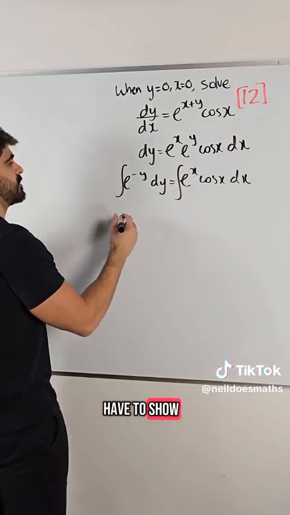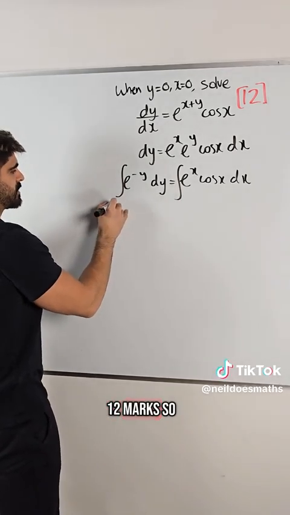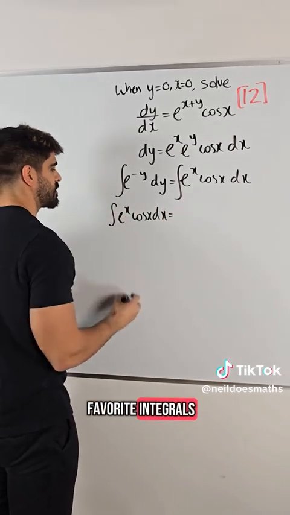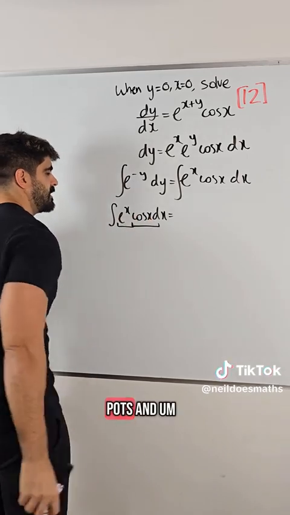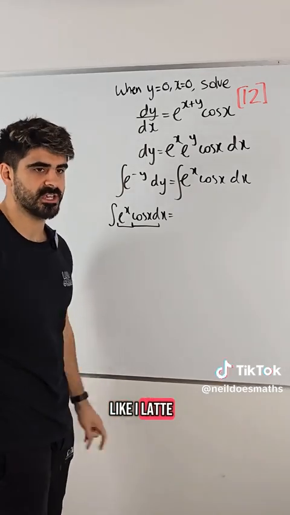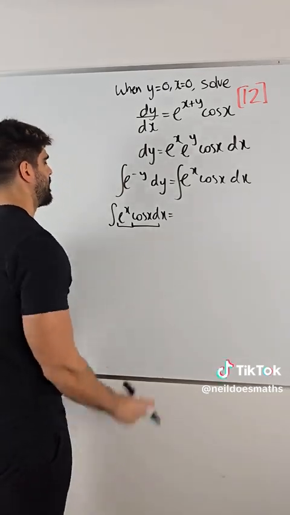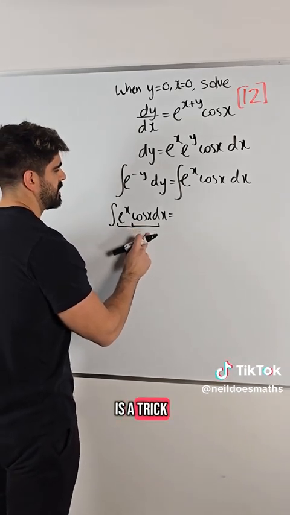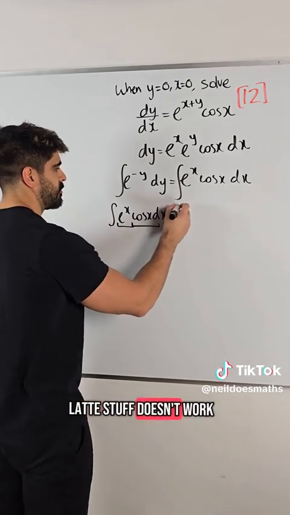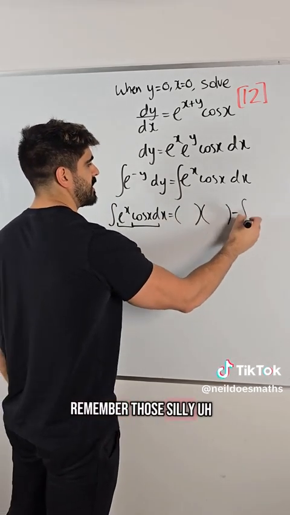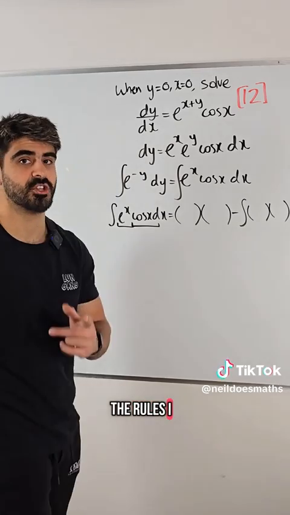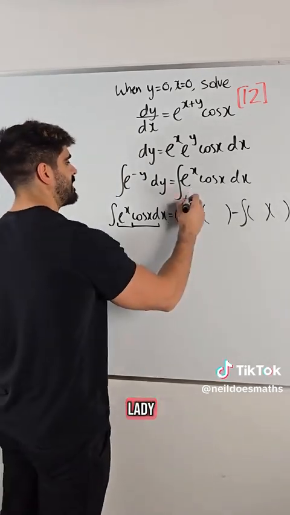All right? And we're going to have to show this, and this is why it's 12 marks. So how do we integrate e to the x cos x dx? One of my favorite integrals: by parts. And there's another reason why I don't like LIATE or whatever you guys say. This is an exponential and this is a trig. You can clearly see that you're going to be leaving the exponential here so that LIATE stuff doesn't work, which is why I don't remember those silly rules. The rules I show you though, they're legit. Like LIATE, for example.